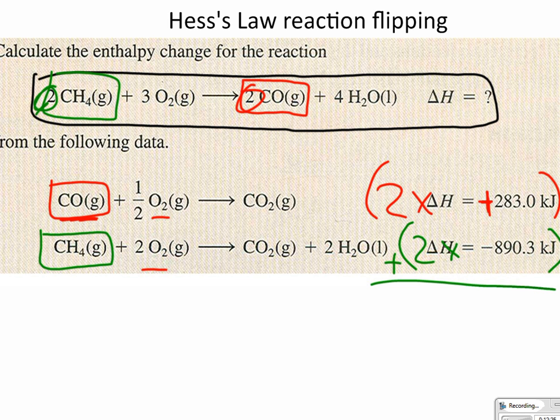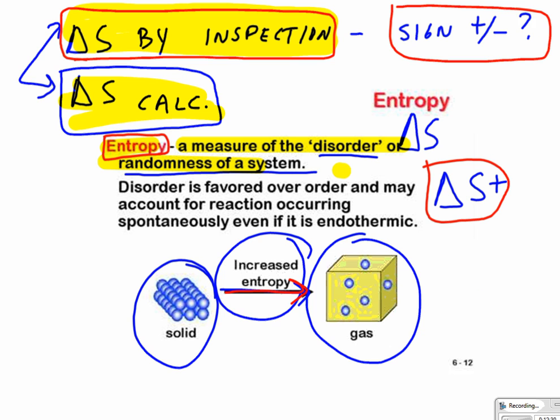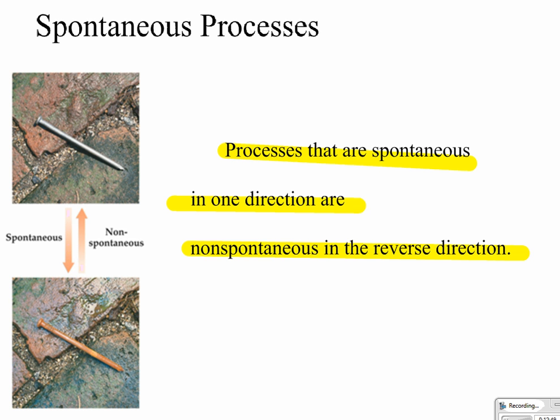So those are the 3 ways to find delta H. Okay, entropy. Entropy is disorder. So entropy, when we talk about disorder, is the measure of disorder in a system. The key thing you want to know is that if a process is spontaneous or thermodynamically favorable in one direction, it would be non-spontaneous or non-favorable in the other direction.